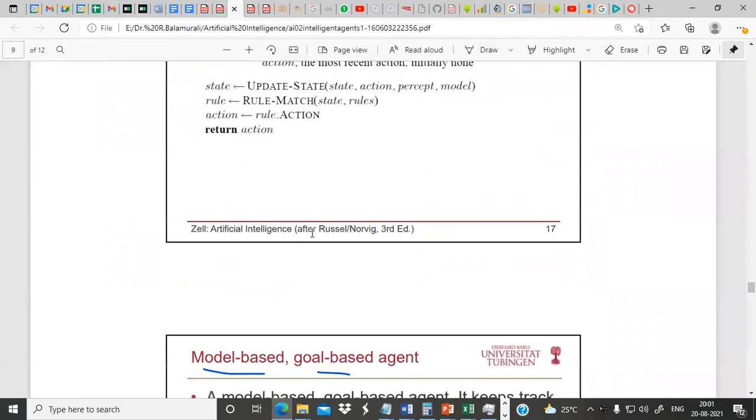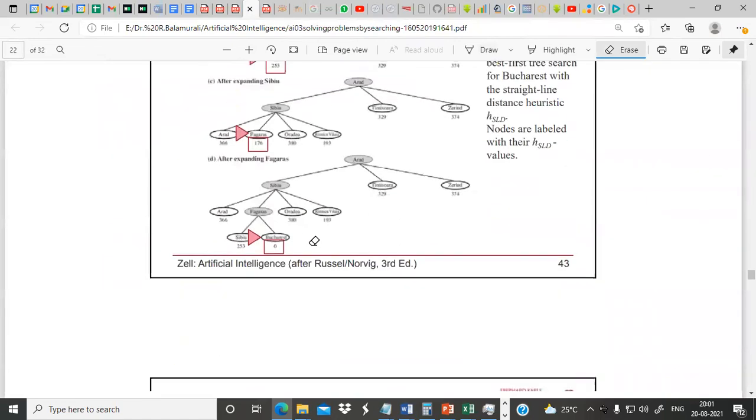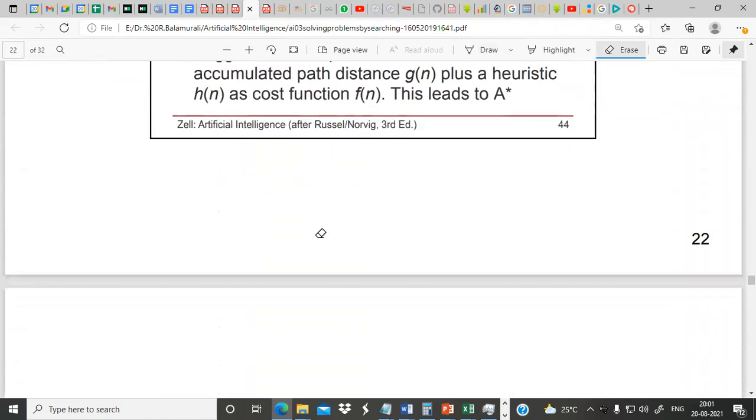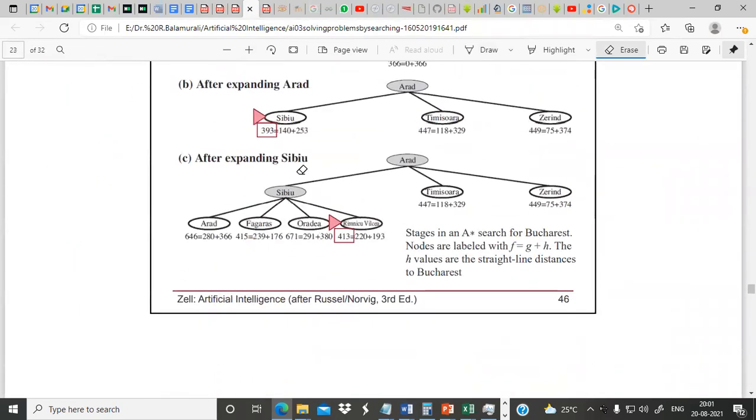Okay, I think I'm seeing the wrong algorithm. Yeah, this is greedy best first search. I'm sorry. Okay, this is our algorithm, right? So from CBU, we are going to explore this Rumnicu Vilcea because this is the one with the least cost.